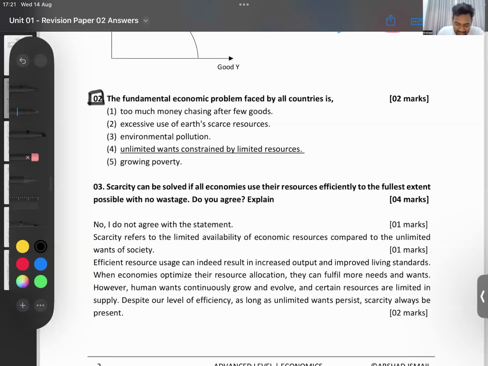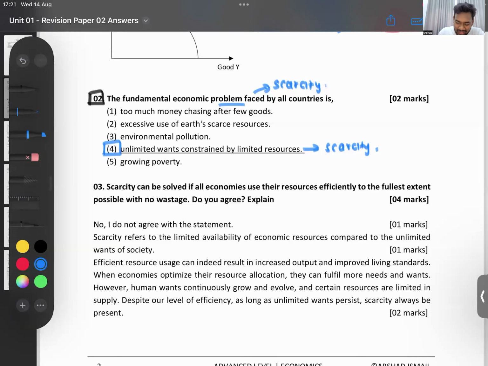So which one is our answer? Number 4. The fundamental economic problem is scarcity, so see which answer talks about scarcity. Too much money chasing too few goods, excessive use of resources, environmental pollution, and unlimited wants constrained by limited resources. So this is what you call scarcity. That is our answer, 2 marks for that. Nothing to explain, that's just the MCQ.